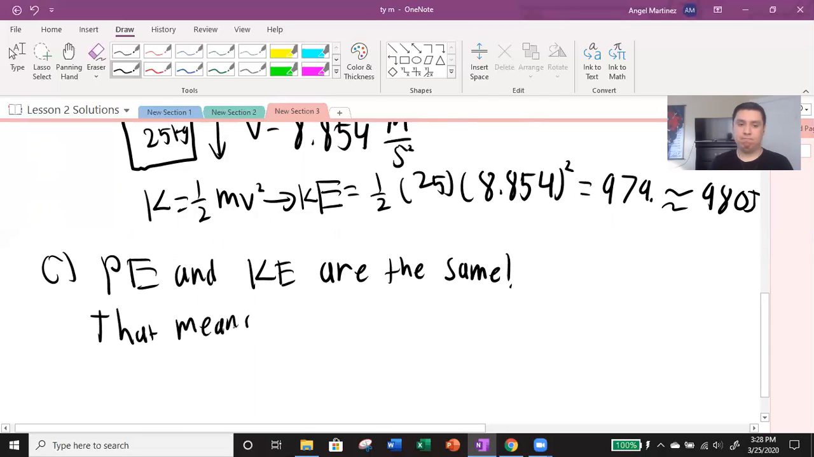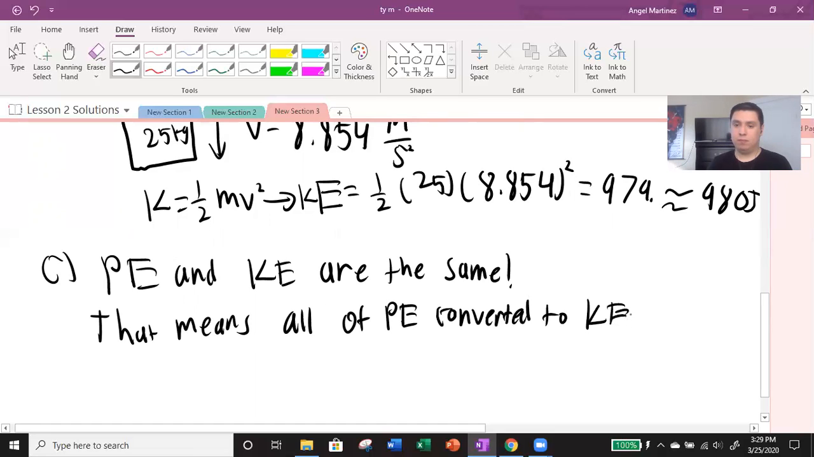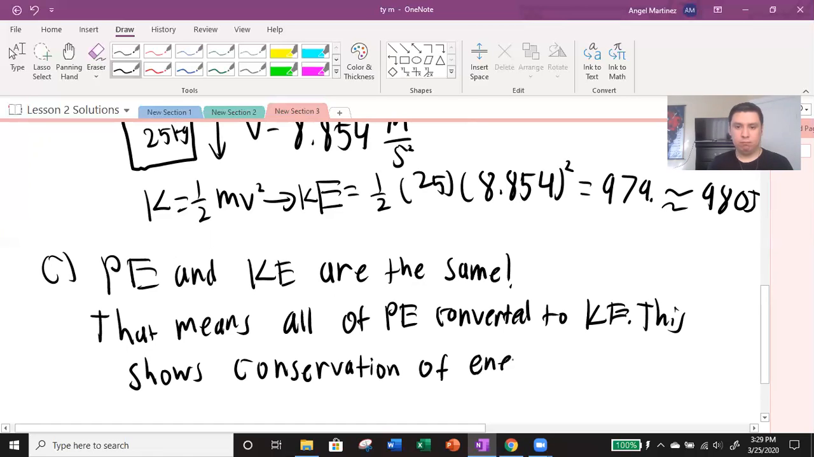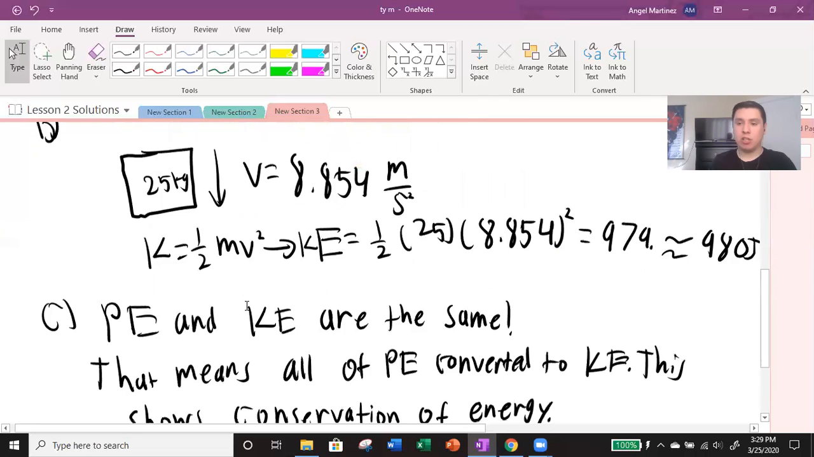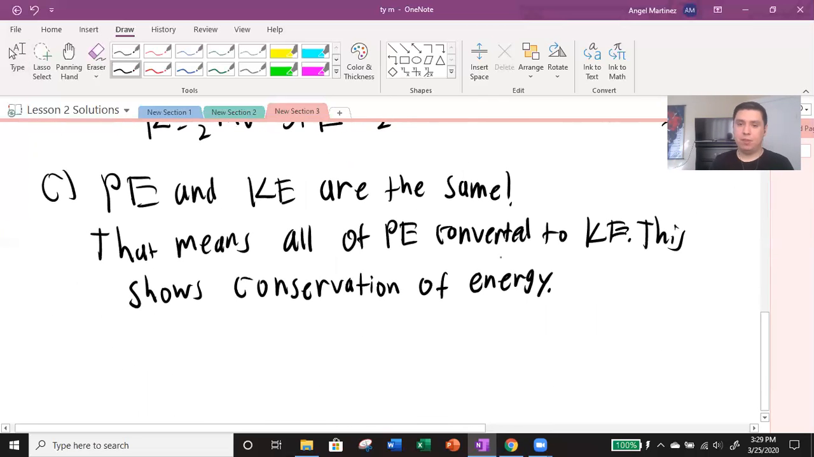That means all of the potential energy converted to kinetic energy. Remember, energy cannot be created or destroyed, so this shows conservation of energy. Energy is conserved. The potential energy in the beginning is the same as the kinetic energy at the end. How was it converted? Well, the gravity made the block fall down and build up speed, and all that speed built up kinetic energy, which led it to have the same amount as the potential energy when it started.